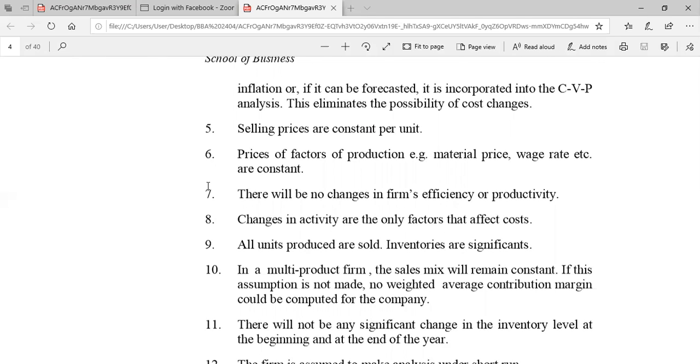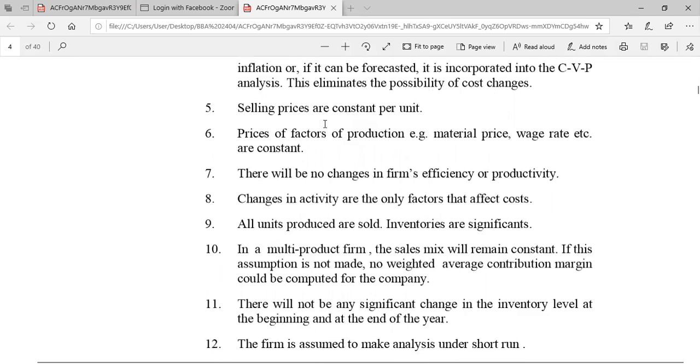Without these assumptions, we don't get a good result from the CVP analysis, because CVP analysis is a tool and technique for decision making: how much product we produce, how much we sell, what amount of product we produce in the future, and what profit we generate for the organization. So it is most important to follow the assumptions, tools and techniques for the organizations.